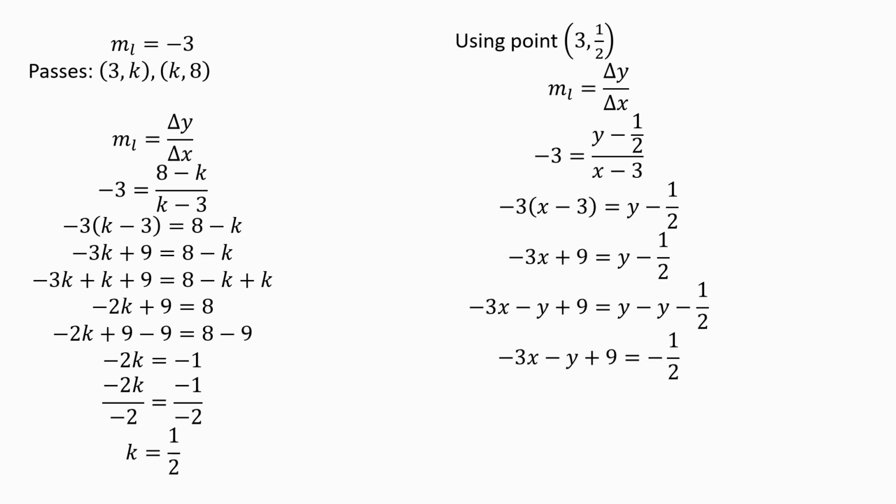Then we move 9 to the right hand side. So we subtract 9 on both sides. We have -3x - y + 9 - 9 = -1/2 - 9. Therefore, we shall have -3x - y = -9 1/2. So that is the equation of the line in the form ax + by = c.